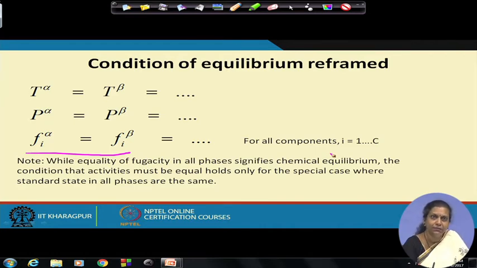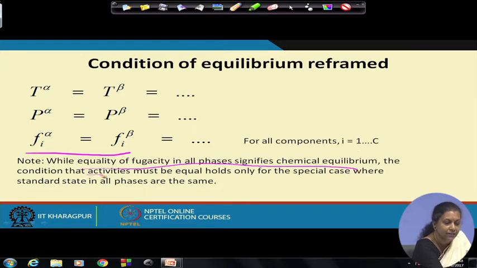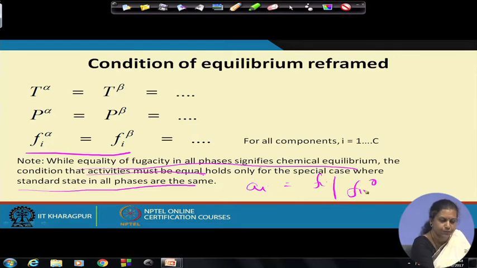There is just one note of caution which I would like to mention here: while equality of fugacity signifies chemical equilibrium, this equality of fugacity does not imply that activities in all the phases should be equal. The activities will be equal only for the special case where the standard state in all the phases are the same, because what is activity? Again, if I recollect, a_i equals f_i by f_i 0. So, even if f_i is same for all the states, if f_i 0 are different for all the states, the a_i is different.